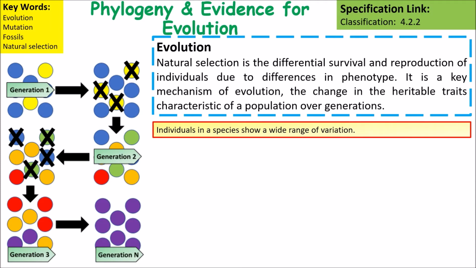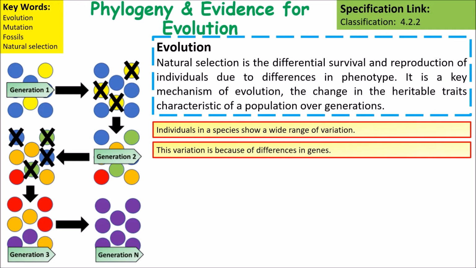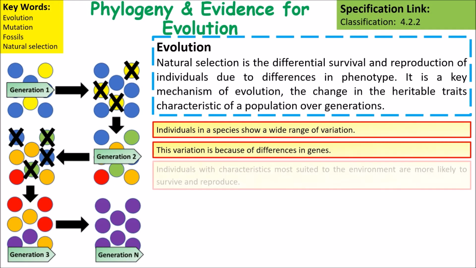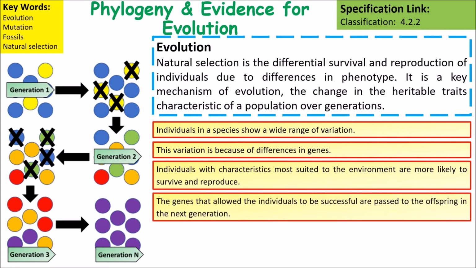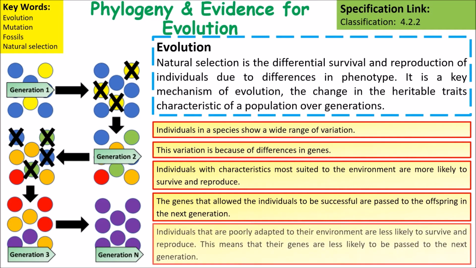So individuals in a species show a wide range of variation. The variation is because of different genes. So individuals with characteristics most suited to the environment are more likely to survive and reproduce. The genes that allow the individuals to be successful are passed on to their offspring in the next generation. So individuals that are poorly adapted to their environment are less likely to survive and reproduce. So this means that their genes are less likely to be passed on to the next generation.